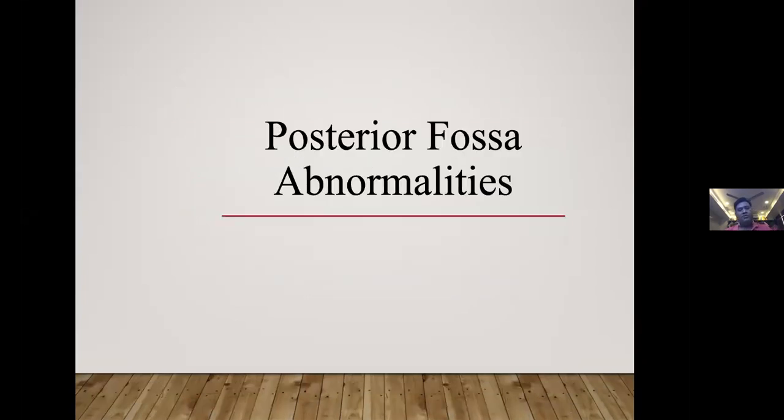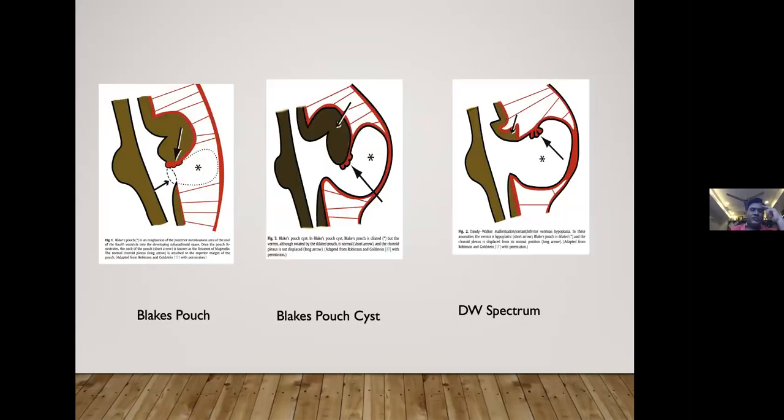Then we come to the posterior fossa abnormalities. Before we go to the posterior fossa abnormalities, there's a lot of confusion about the Blake's pouch, the Blake's pouch cyst, and the Dandy-Walker spectrum. So in a Blake's pouch, as you can see, at the foramen of Magendie there is a protrusion of one particular pouch, and this pouch is called a Blake's pouch. But when there is a Blake's pouch, you will see that the fourth ventricle is normal.